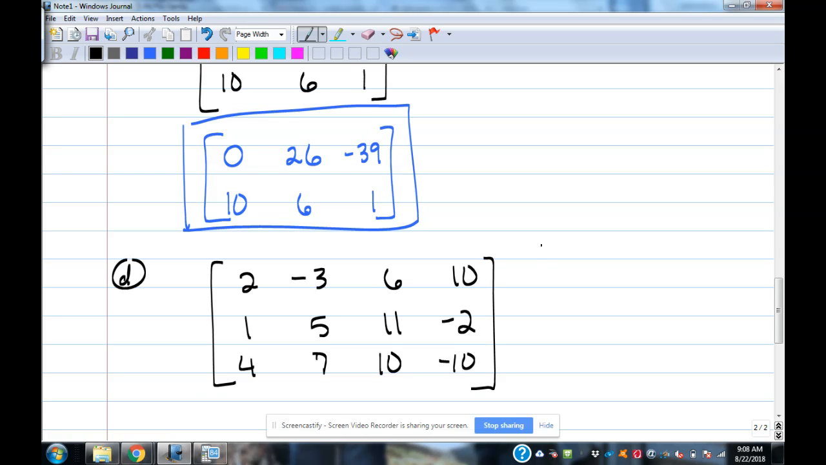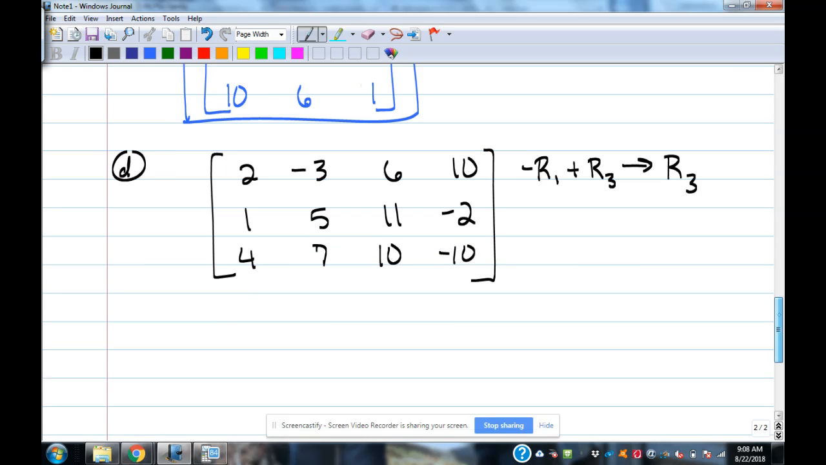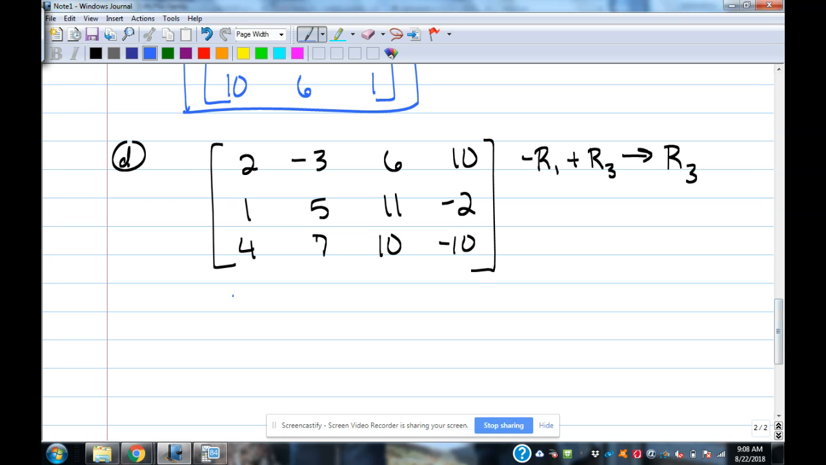So row operations, let's say we took negative row 1 plus row 3, changing row 3. Okay. Negative row 1 plus row 3, changing row 3. All right. We go to write our answer. What's not changing? Row 1 and 2. So what are we going to do with those? Keep them the same. Just copy them down. Making copies.